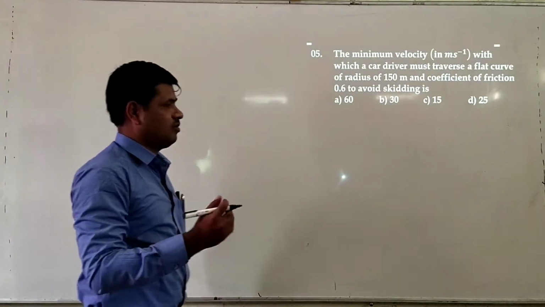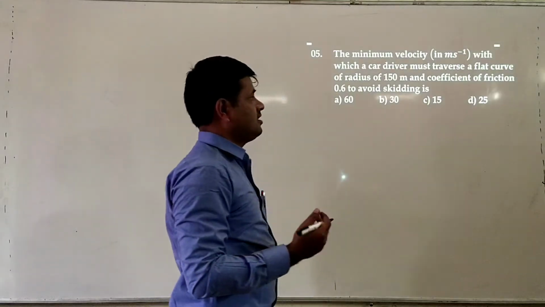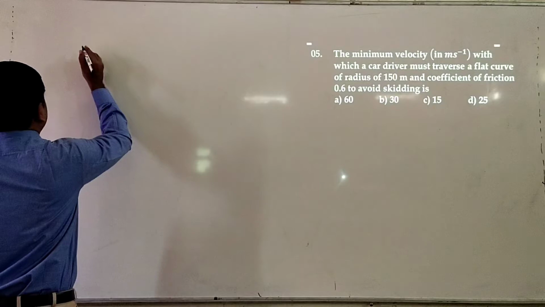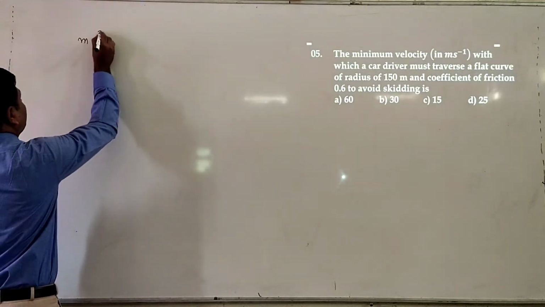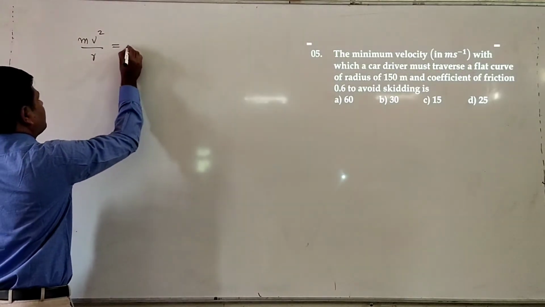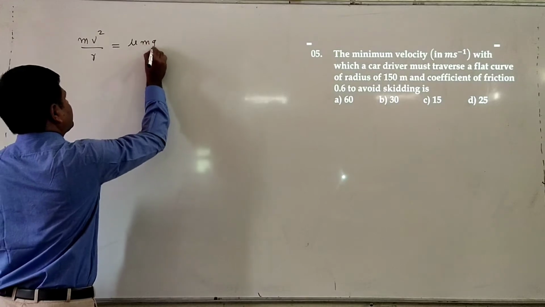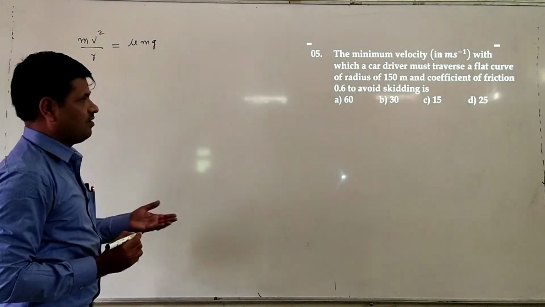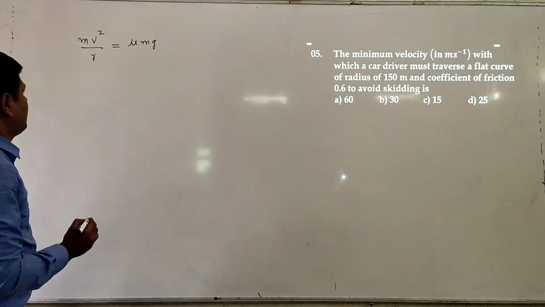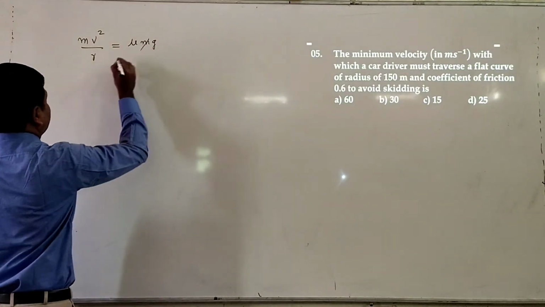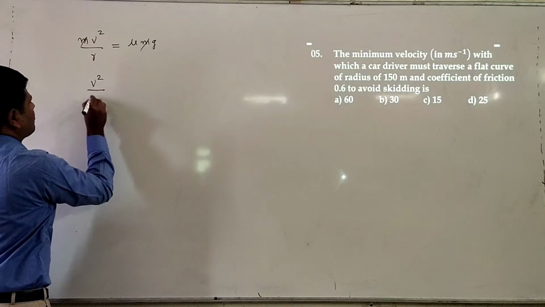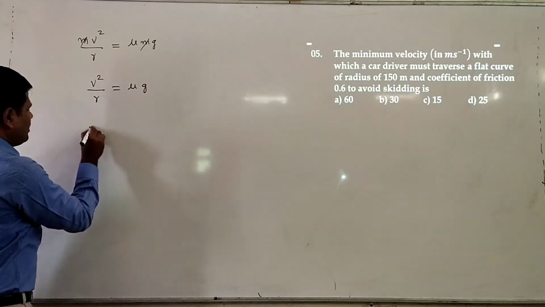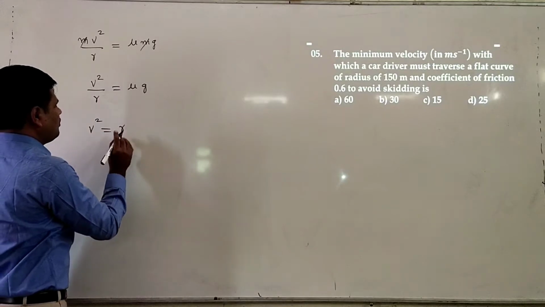The centripetal force acting towards the center of the road is balanced by the frictional force. So the equation is mv square by r is balanced by the frictional force. Frictional force can be written as F is equal to mu N, equal to mu mg. Now the m cancels. So v square by r is equal to mu g. Now v square is equal to mu r g.